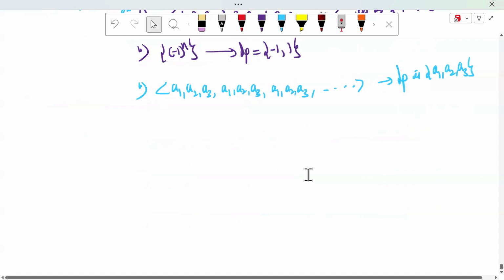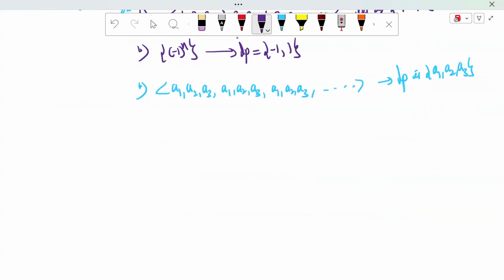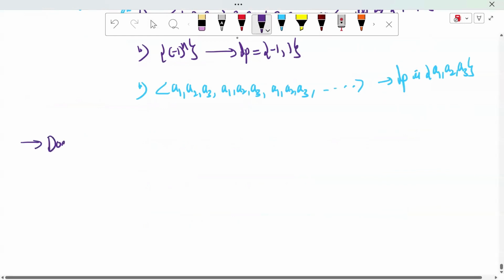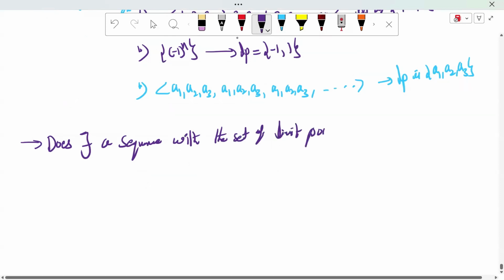Next, does there exist a sequence with a set of limit points? Set of limit points, he says. Does a set of limit points exist? Yes, it exists.